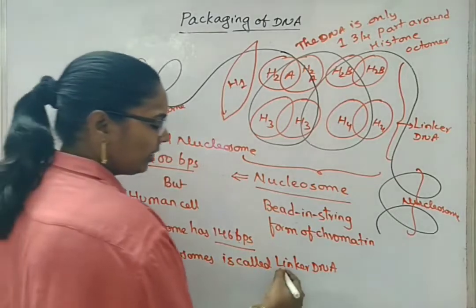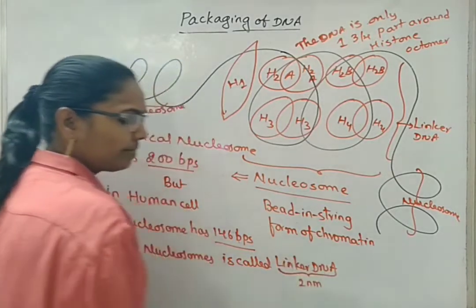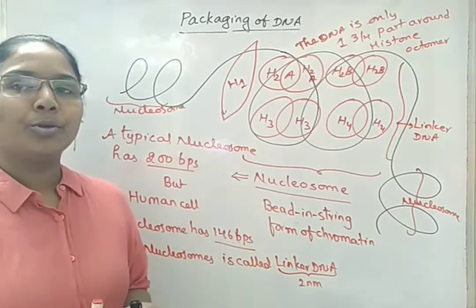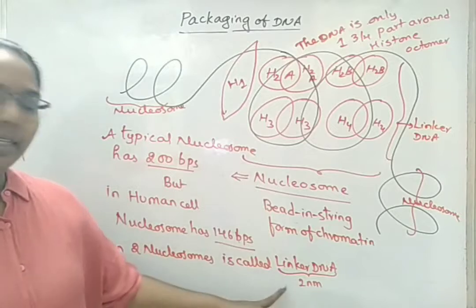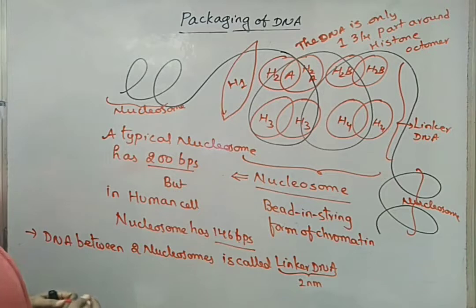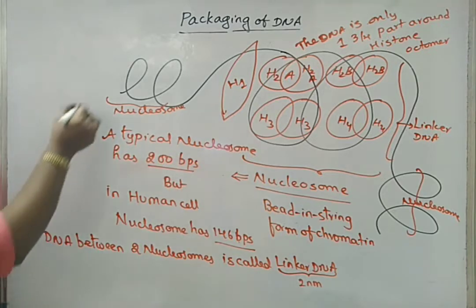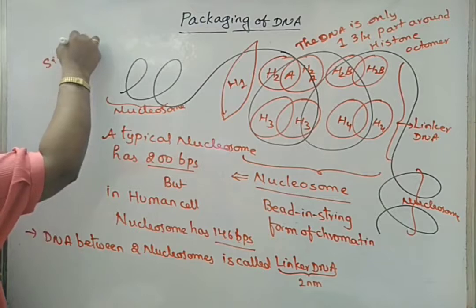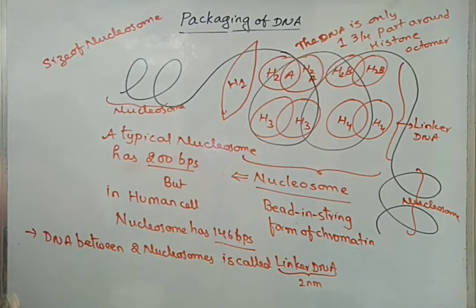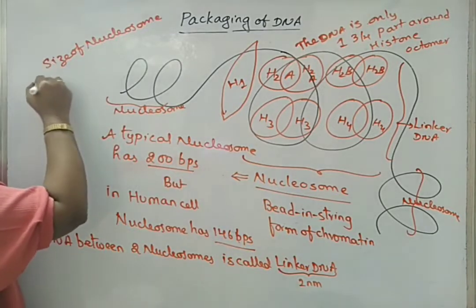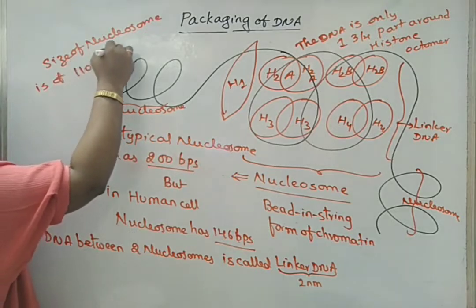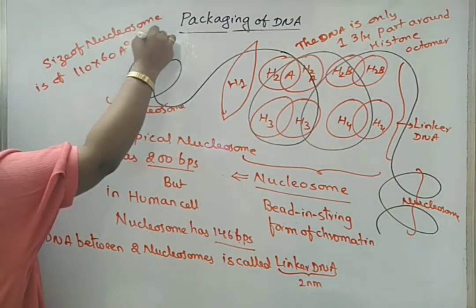And the length of linker DNA can be 2 nanometers. We know that complete length of DNA in case of human cell is 2.2 meters. But the linker DNA's length is very much less compared to the complete length of DNA. Size of nucleosome can be said in other terms, that is 110 into 60 angstroms in length.